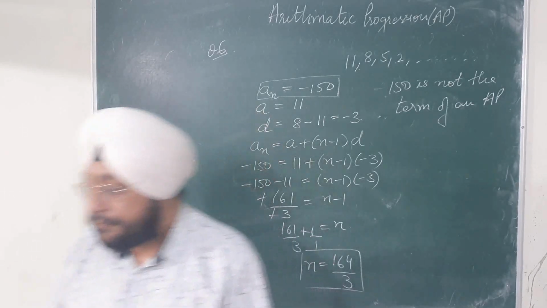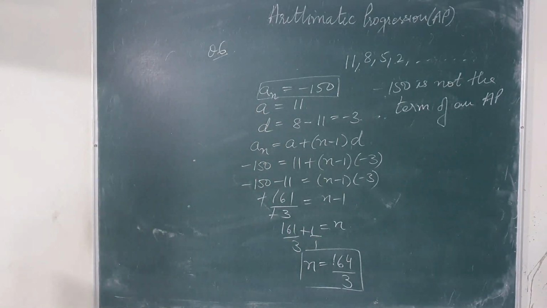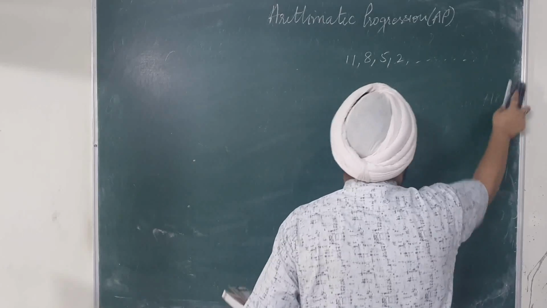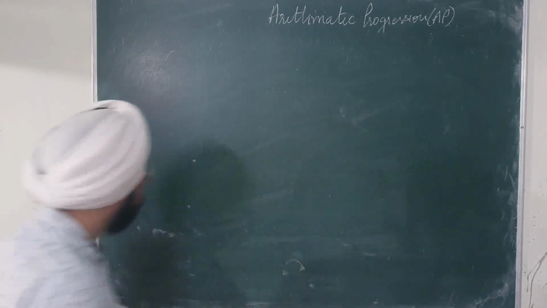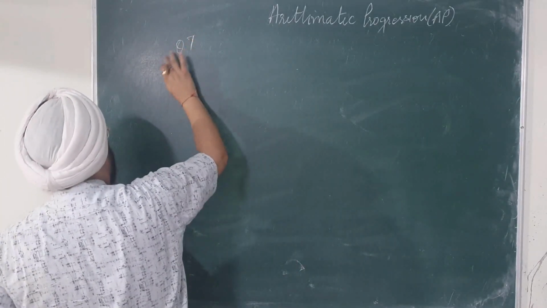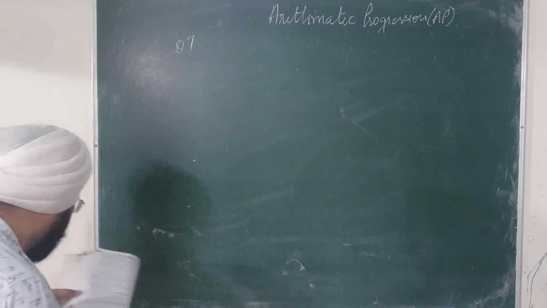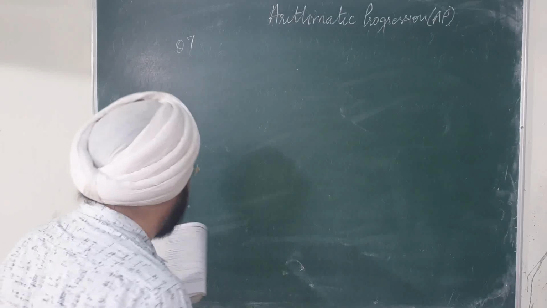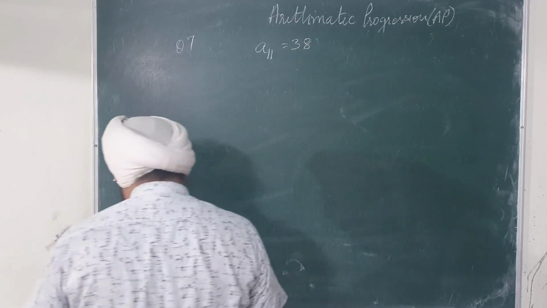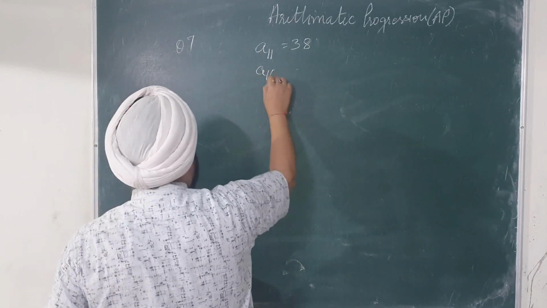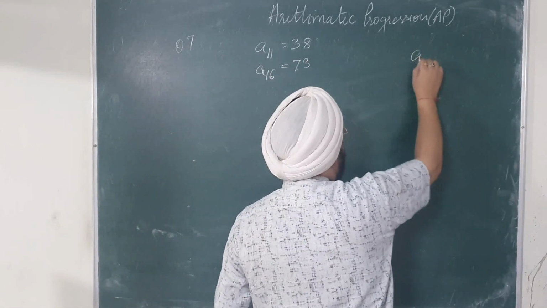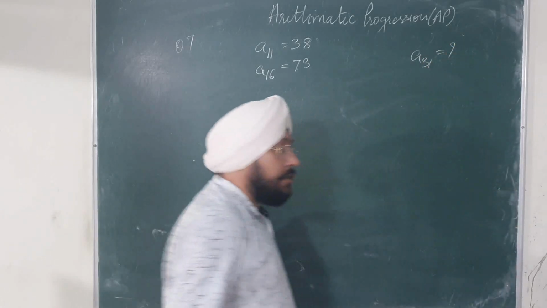Question number 7. Now see what is sum number 7. Sum number 7 is: find the 31st term of an AP whose 11th term is 38 and whose 16th term is 73. We have to find the 31st term of the AP.